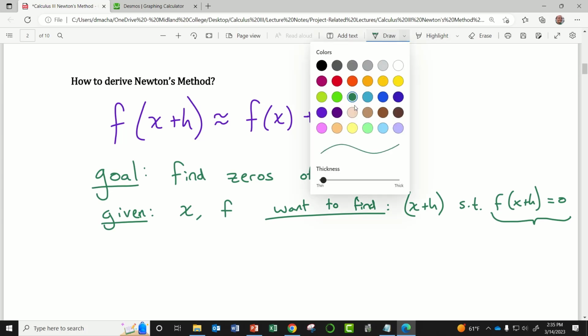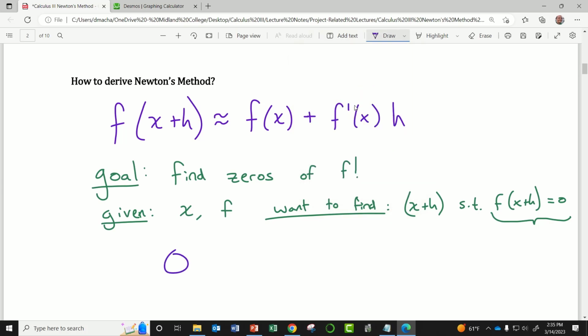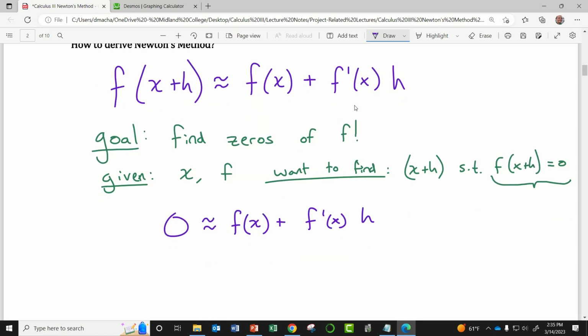So let me just go ahead and do that. I'll just replace that with a 0. And 0 is approximately f of x plus f prime of x times h. And if I'm already given x, then what I'm really looking for is h, right? And so I can rearrange this a little bit, maybe subtract f of x from both sides, divide both sides by f prime of x, and that's approximately what h should be.